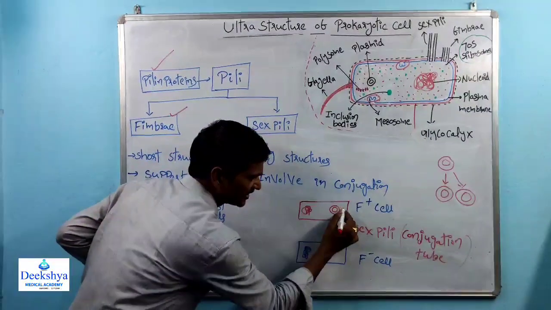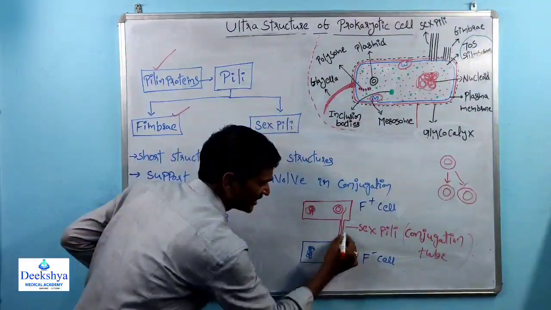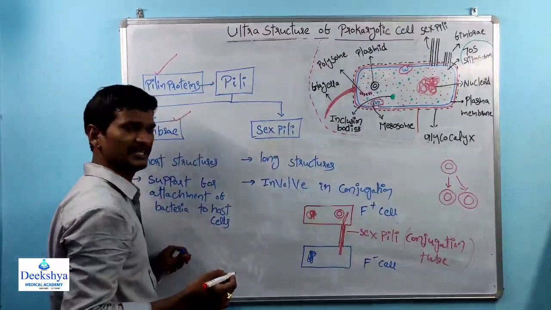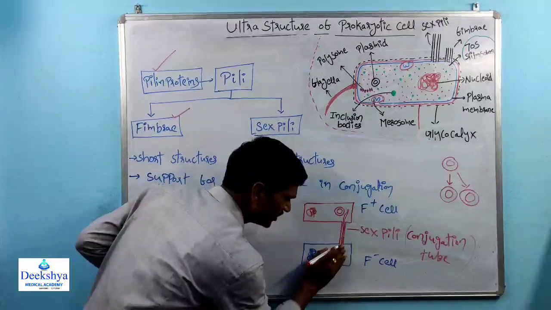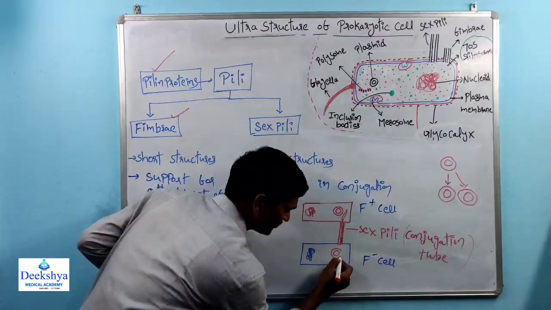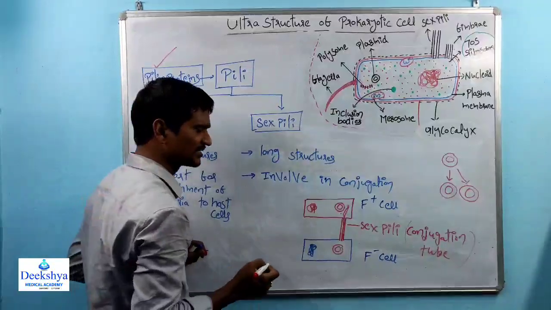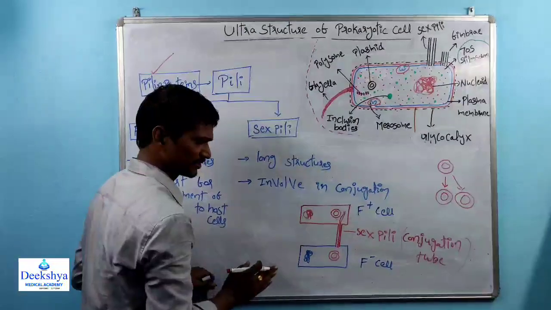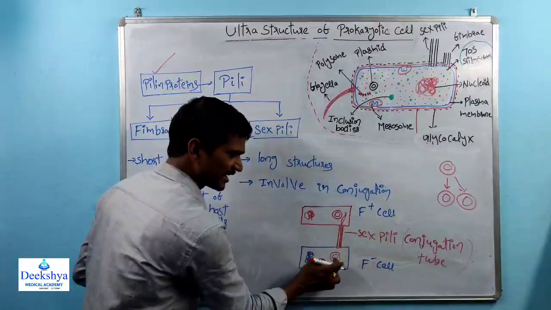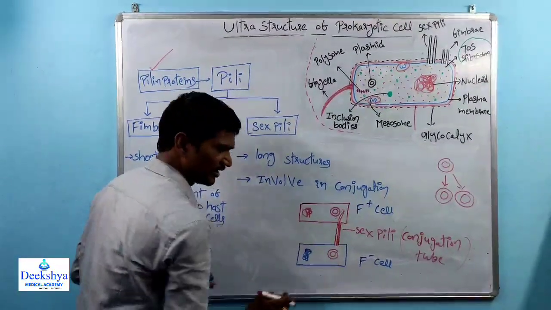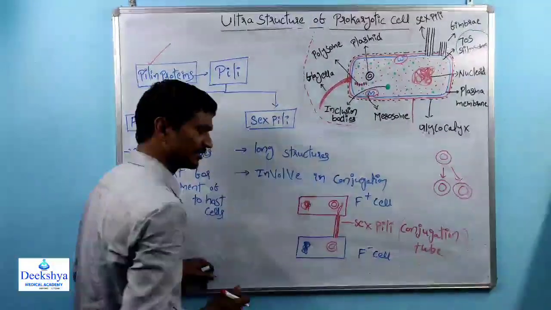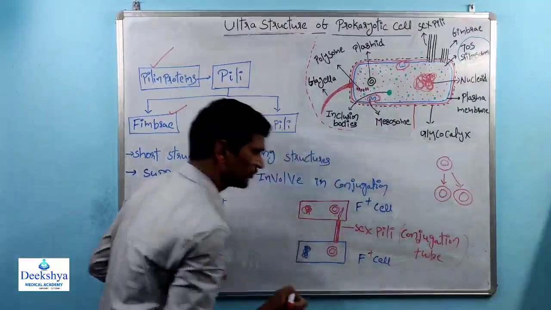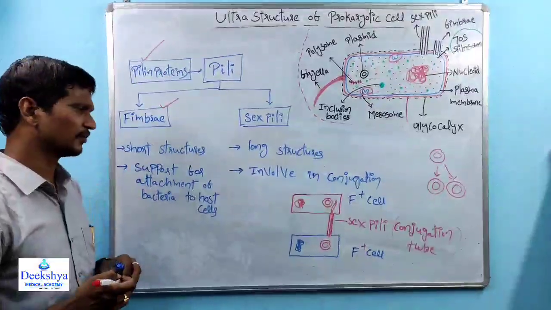Once the plasmid DNA is replicated, the plasmid DNA is transferred from F plus cell to F minus cell. Then the F minus cell has the plasmid DNA after completion of this process. Then the F minus cell becomes F plus cell.